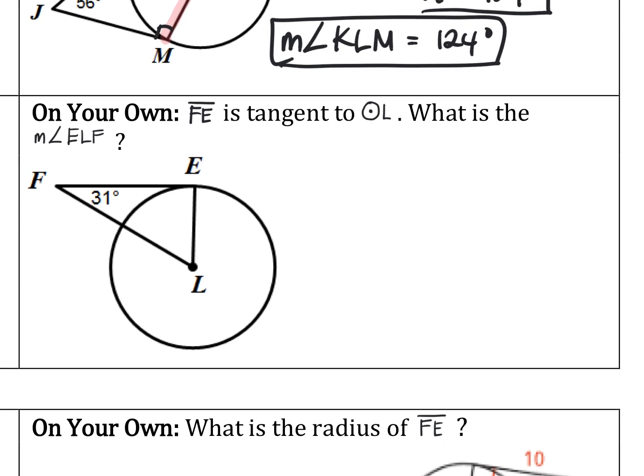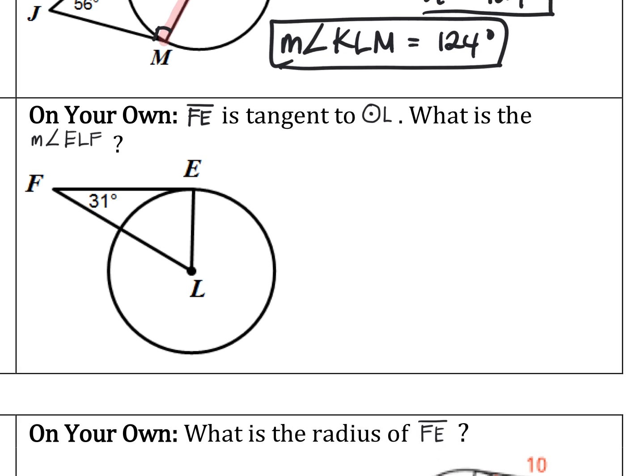Okay, next one. Line segment FE is tangent to circle L. What is the measurement of angle ELF? So E, L, and F, it means to say that this angle. Okay, so let's add everything. 31 plus 90 plus, let's say x for this one, meantime, is equal to 180.